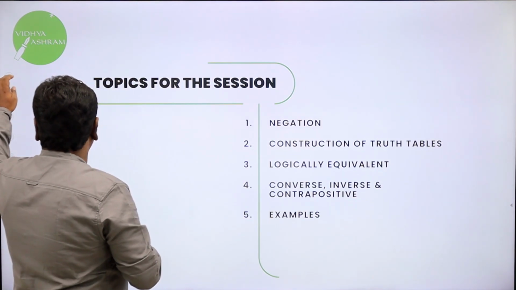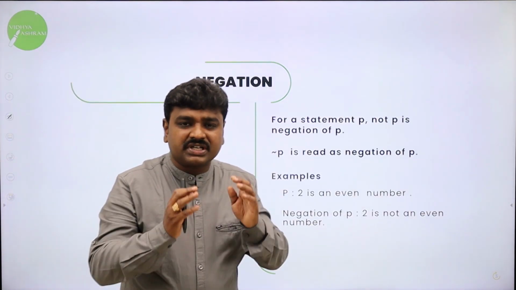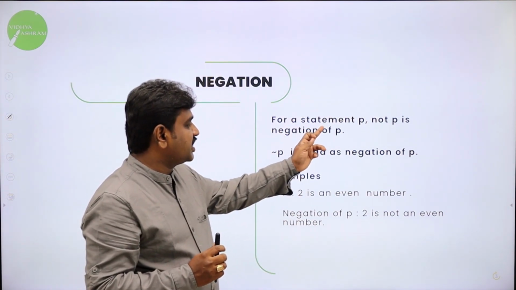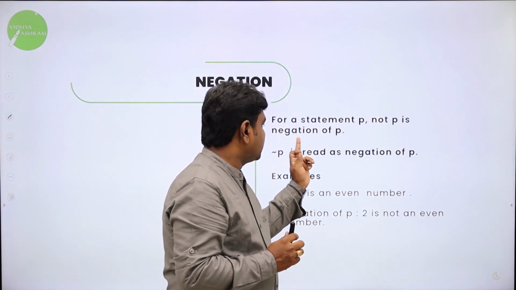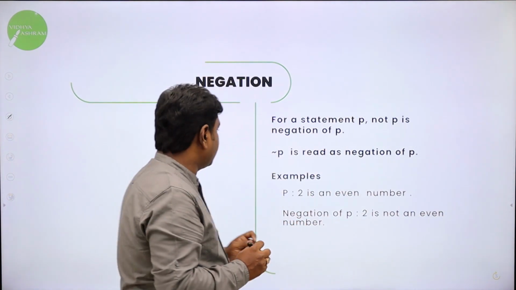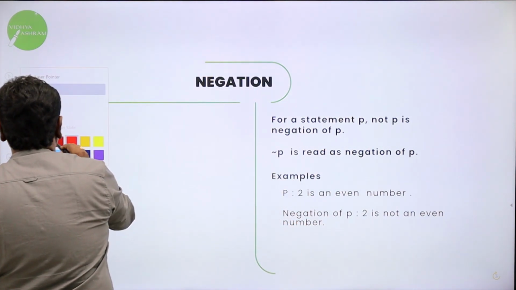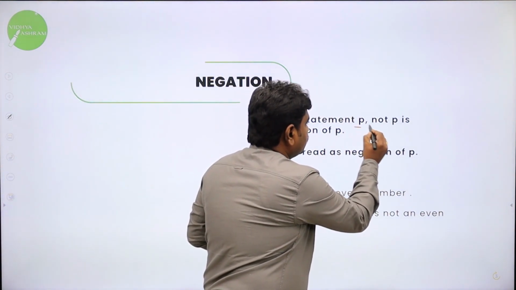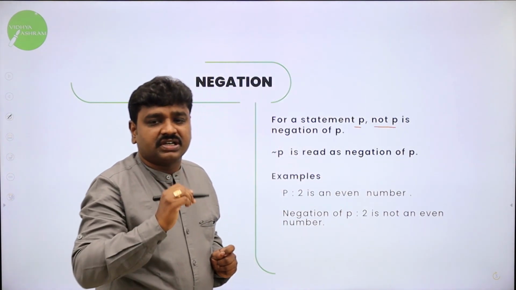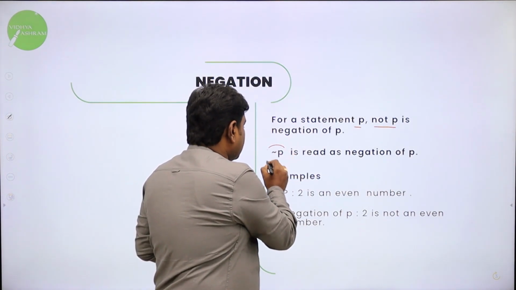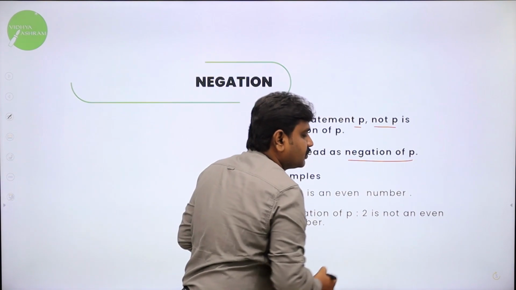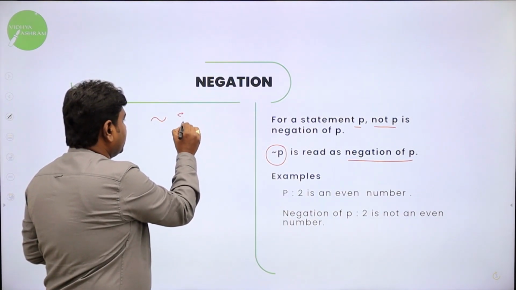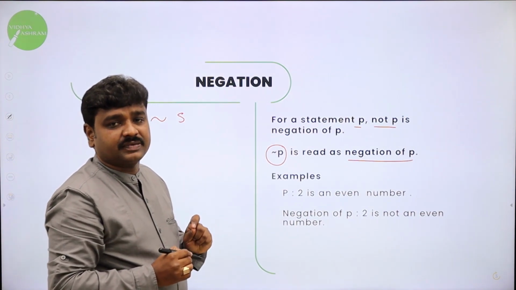So now we'll see what is negation. What is negation? It is simple. For a statement, when I give a statement P, not P is the negation of P. So when they give P, if you write not P, then it is negation. We read this symbol as negation P. Suppose if I write like this, we read this as negation S.